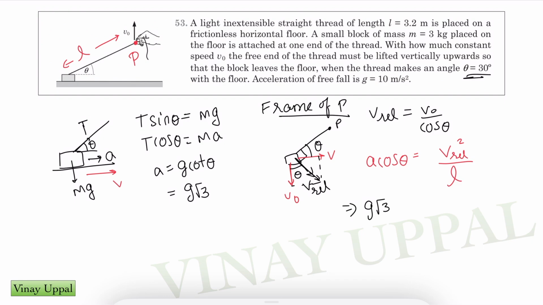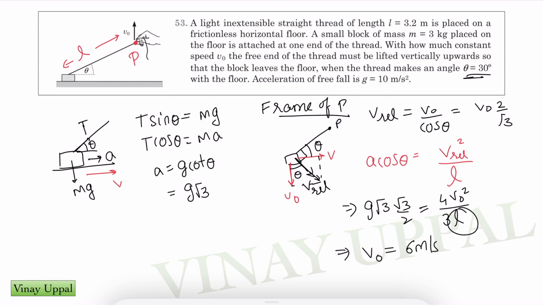So g root 3, and what is cos theta? Root 3 by 2. And what is v relative? See, v relative was v0 times 2 by root 3, because you had v0 by cos 30. So v relative squared would be v0 squared times 4 by 3 L. So that's it, and you'll get v0 as 6 meters per second. Just substitute g as 10 and substitute L here as 3.2, and you can solve it on your own.